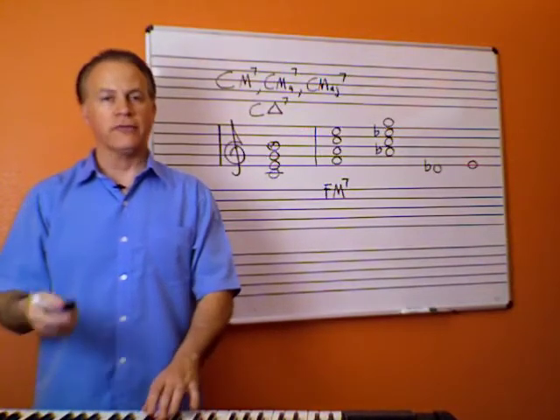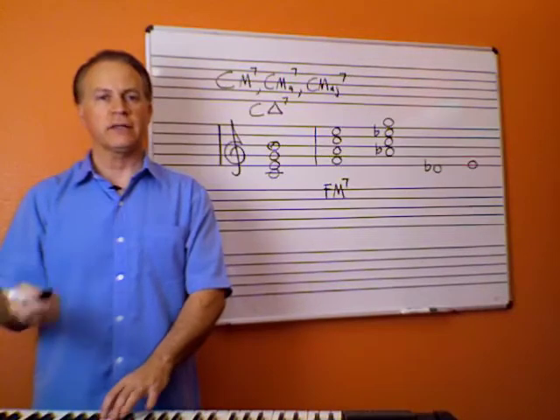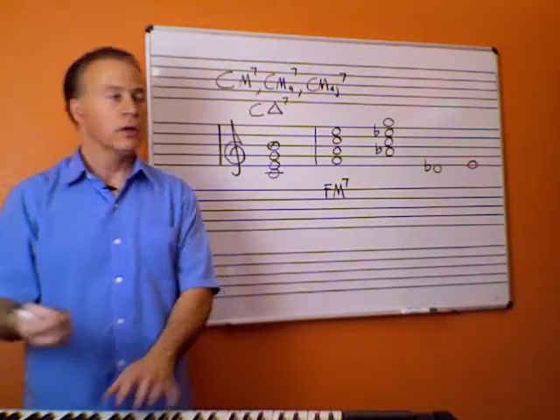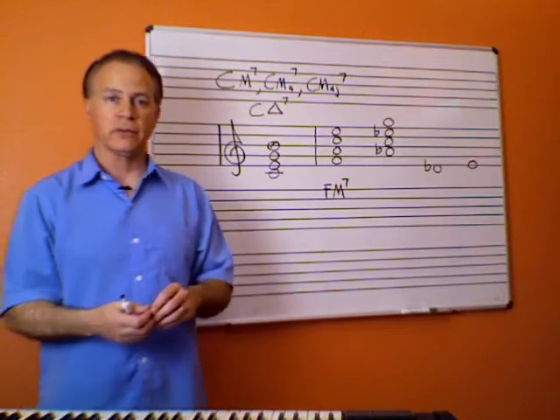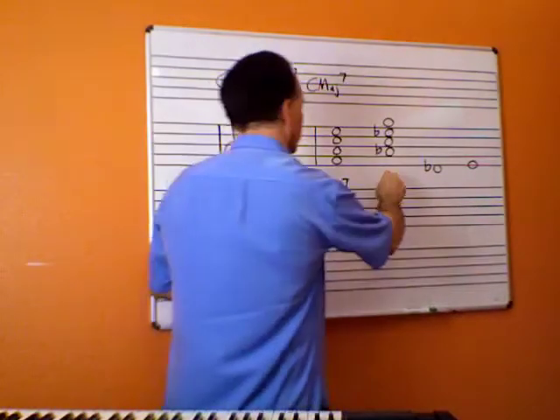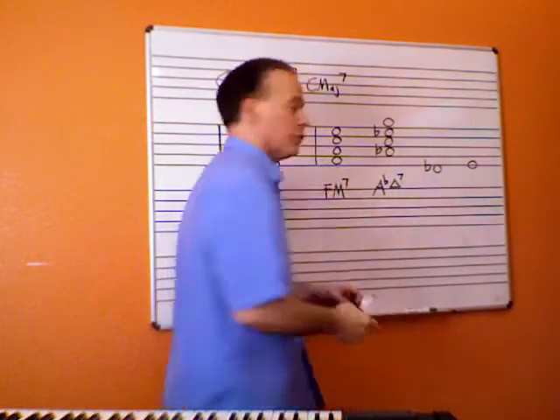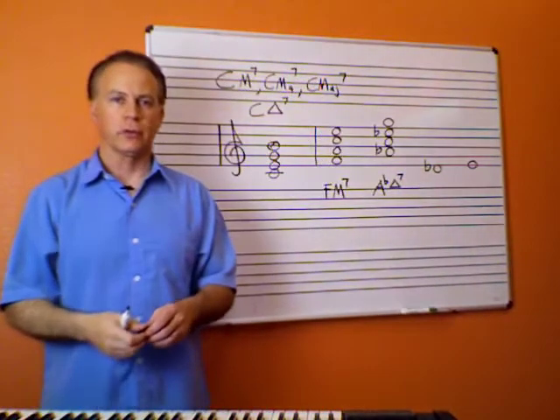There it is. A flat, B flat, C, D flat, E flat, F, and G. The seventh note of the A flat major scale is G. So the top note of our A flat major seventh is a G. Here's another way: A flat triangle 7. That's an A flat major 7th chord.